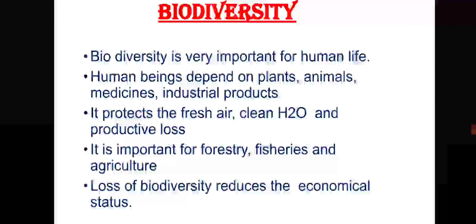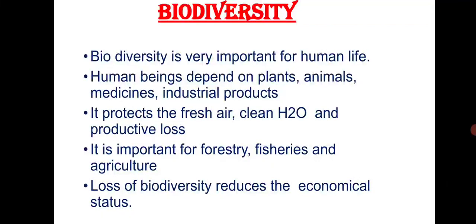So we know that biodiversity is very important for the survival of all types of living things on the earth crust. Not only human beings, but all types of living things. For example, for our food need, for our fresh air need, water need, we depend upon plants. Similarly, for medicinal needs, we depend upon plants and animals. For our industrial need, we depend upon plants and animals. So our total biodiversity will determine the economic status of the whole nation.